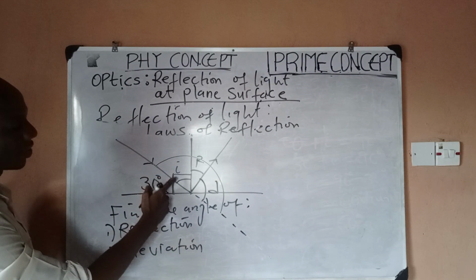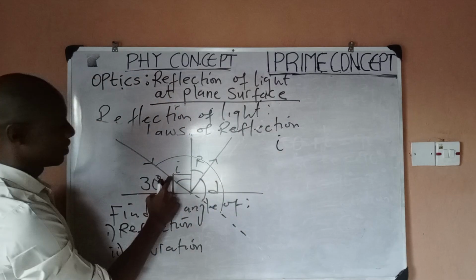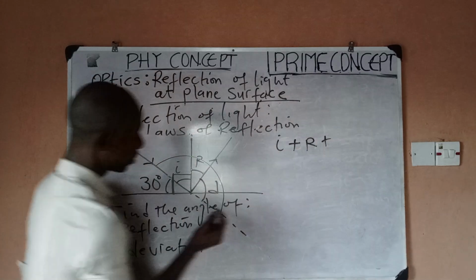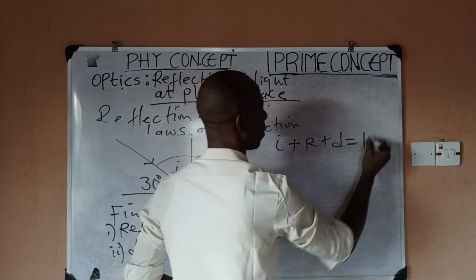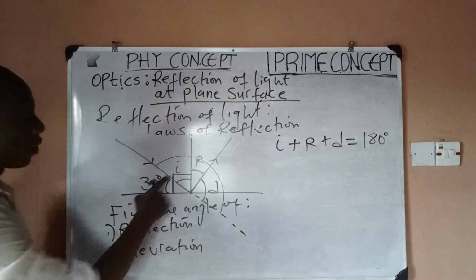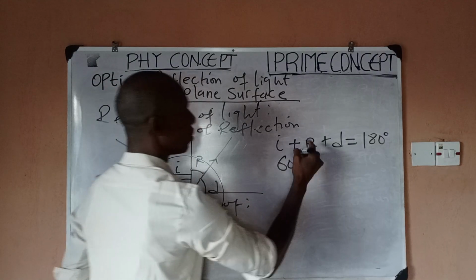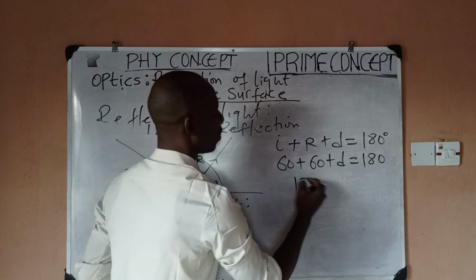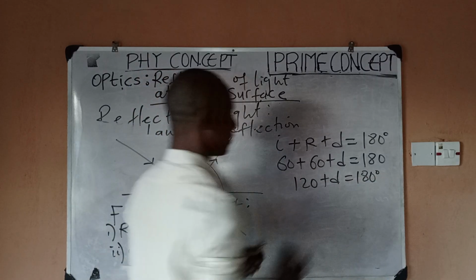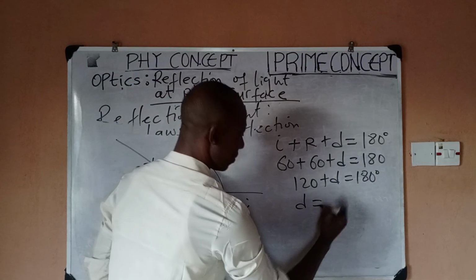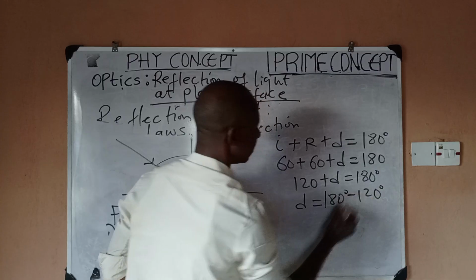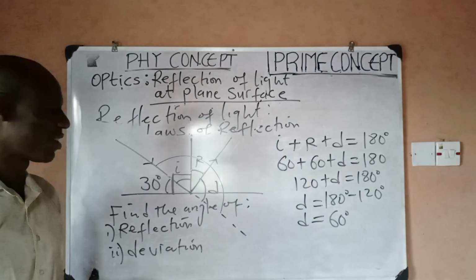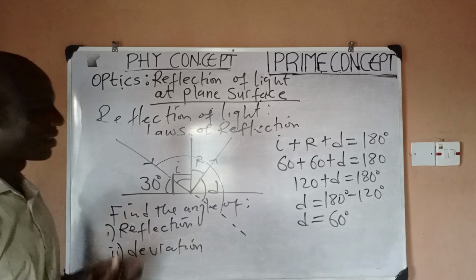Let's do that addition very quickly. We have I, the first part of the angle, plus R, the second part, plus D, the last part, equal to 180 degrees. We know I to be 60 and R to be 60, so 60 plus 60 is 120, plus D equals 180 degrees. Since I'm trying to find D, D is going to be 180 minus 120 degrees. So my D automatically becomes 60 degrees. My angle of deviation in this case is 60 degrees. I believe this is very clear to you.